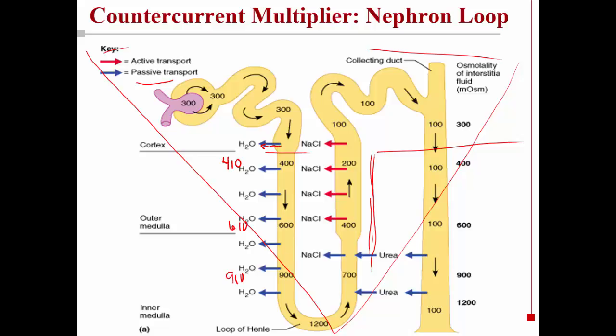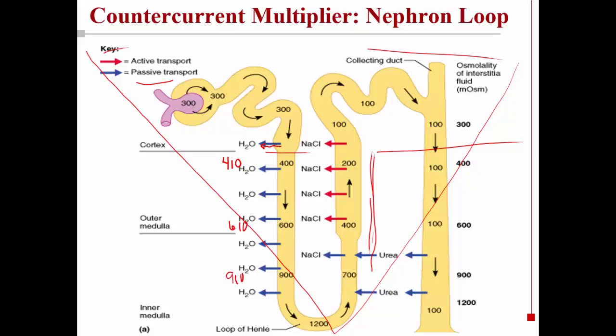It develops it. The descending loop concentrates the filtrate with salt so that the ascending loop can pump that salt out to produce the gradient, which then lets the descending loop pump water out so it can produce the salty filtrate. And that salty filtrate is used by the ascending loop to pump out the salt to create the gradient. So it's kind of a circular process here. It's kind of the chicken and the egg, which came first. But this is how the loop occurs.